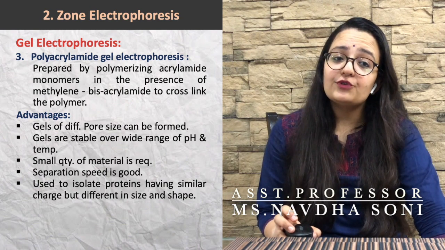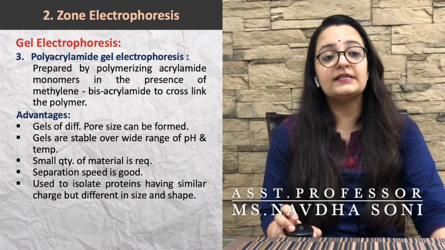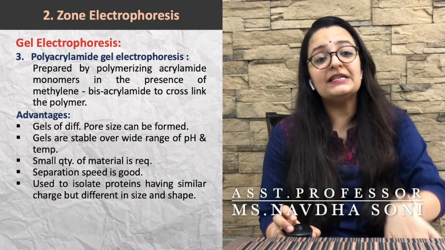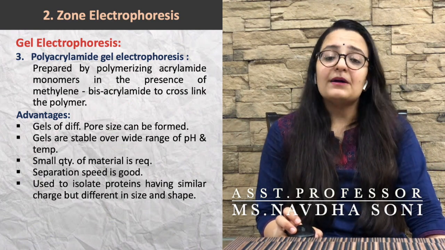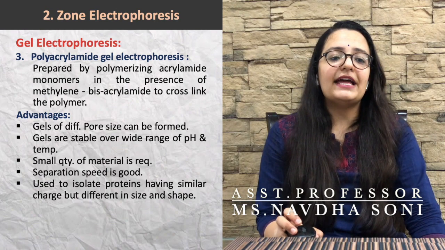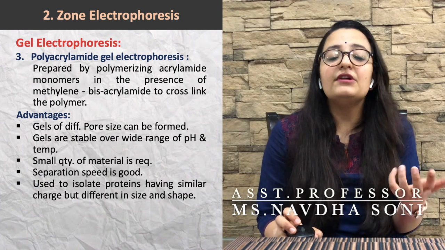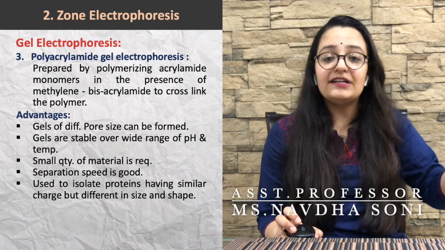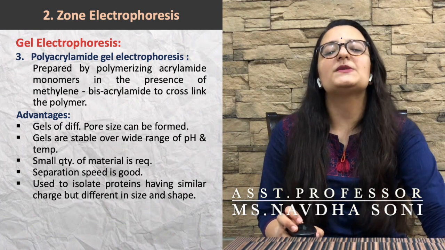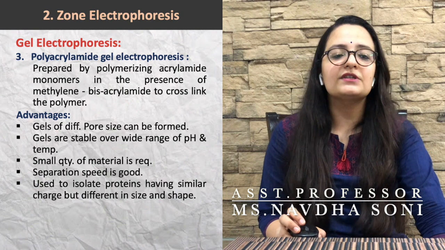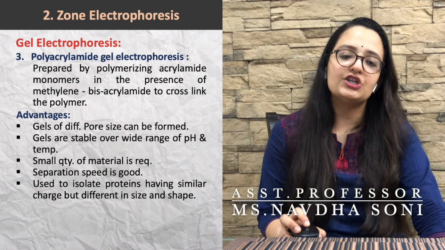Polyacrylamide gel electrophoresis: the gel is prepared by polymerizing acrylamide monomers in the presence of methylene bisacrylamide to cross-link the polymers. There are some advantages: gels of different pore size can be formed, gels are stable over a wide range of pH and temperature, a small quantity of material is required, and separation speed is also good. It is used to isolate proteins having similar charge but different size and shape.